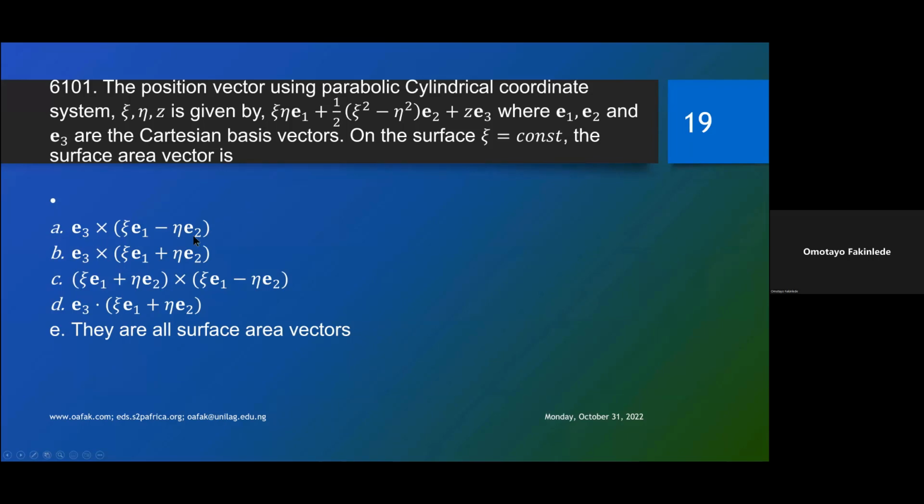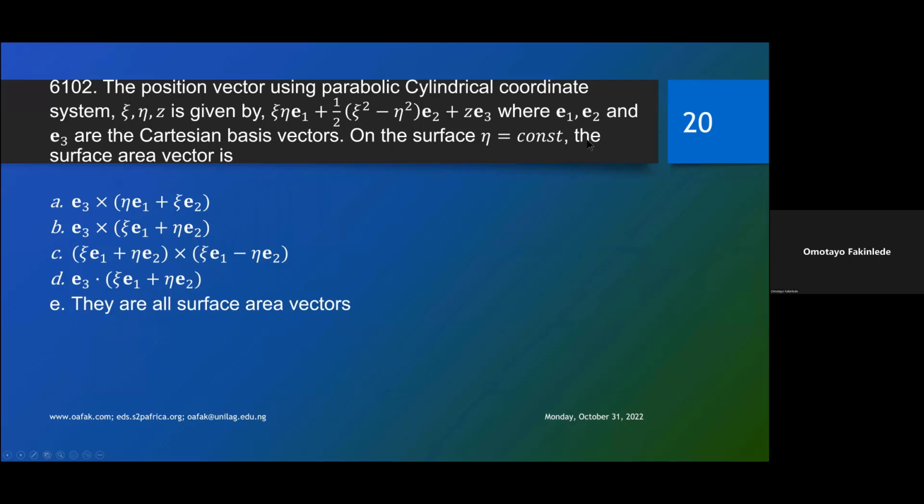In some situations, I work it out. In some situations, I don't work it out. So it can come in several ways. Similarly here, this is another surface area vector when the surface is eta is constant.